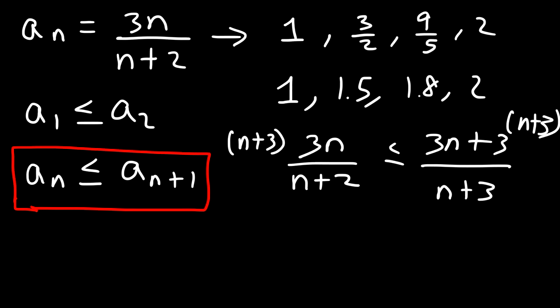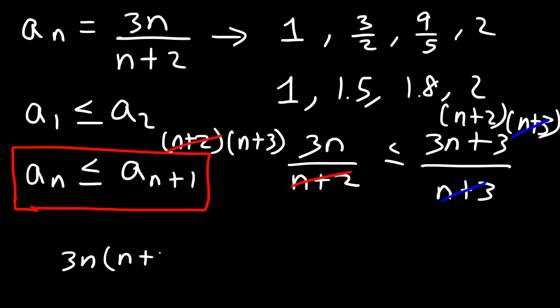So then on the right side, these will cancel, and then multiplying both sides by n plus 2. On the left side, these will cancel. So we're going to have 3n times n plus 3, and that's going to be less than or equal to 3n plus 3 times n plus 2.